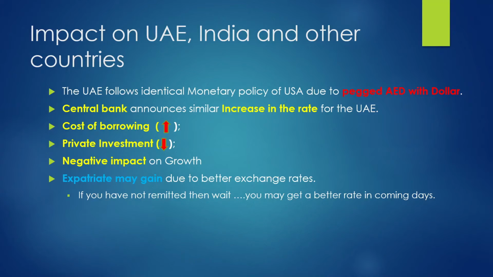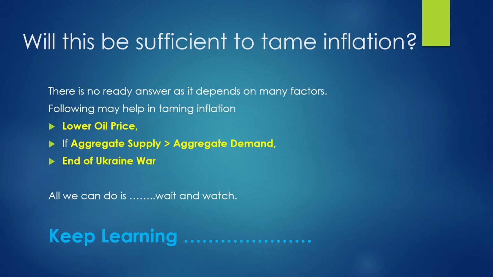Now the most interesting question: will this be sufficient to tame inflation? That is a very difficult question, and may not be easy to answer, because it depends on so many factors. Some factors are under your control, which you have already addressed, but there are many which are not under your control. In that case the whole thing will depend on these factors. If oil prices go down, that will be a very big help in reducing inflation. If aggregate supply increases faster than aggregate demand, that is also a very big plus for reducing inflation. And last but not least, if the Ukraine war gets over, that will also help improve the inflationary situation by lowering inflation.